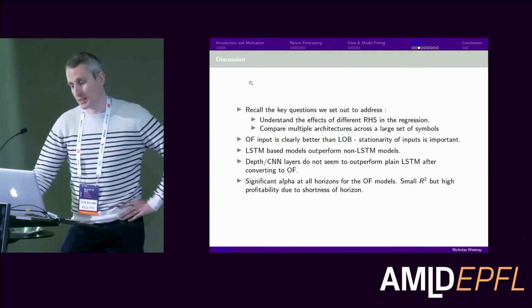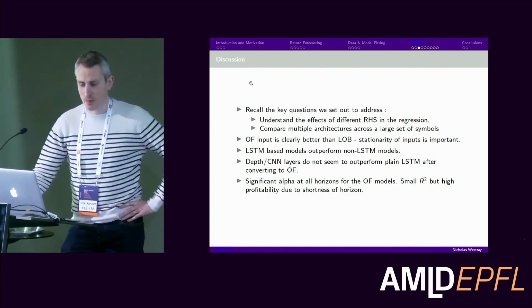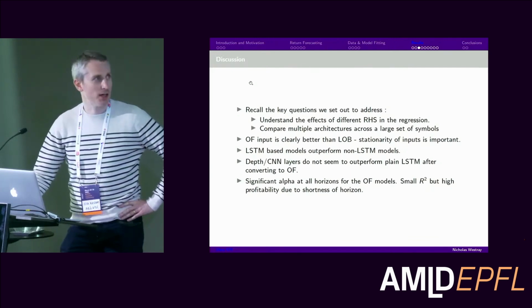We found that LSTM-based models outperform non-LSTM-based models. We found that the depth and the convolutional layers do not seem to outperform plain LSTM after you convert to order flow. And if you read the paper, you can see all the statistical testing, where you find that we have significant alpha at all horizons.